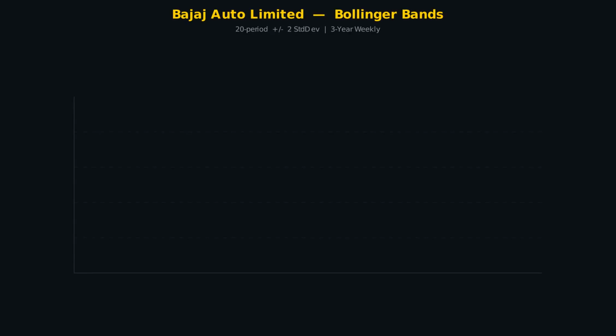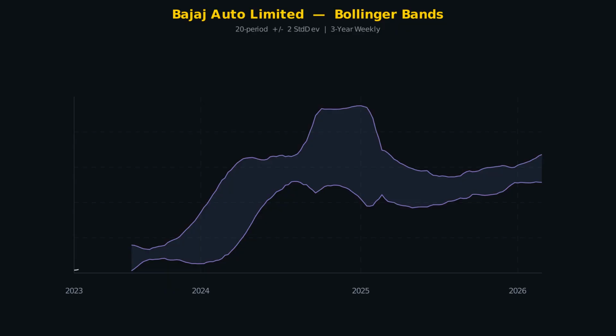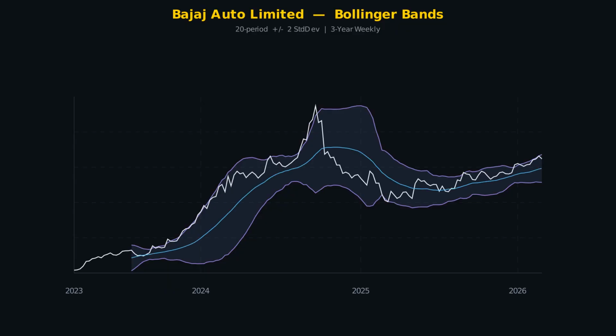Here is the Bollinger band chart for Bajaj Auto Limited. The shaded region breathes in and out with volatility. Currently, the bands show wide volatility at 24%. The price is inside the bands, consolidating. Notice how the price repeatedly bounces between upper and lower bands over this 3-year period. Each touch of a band is a signal.